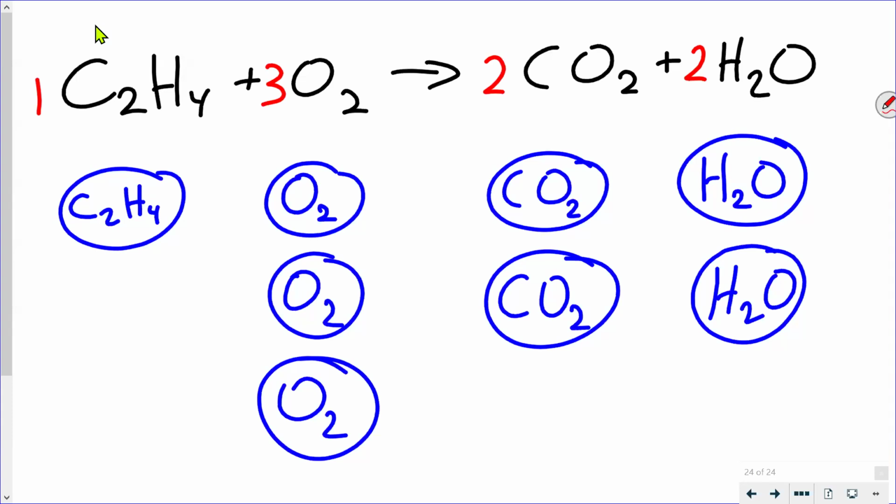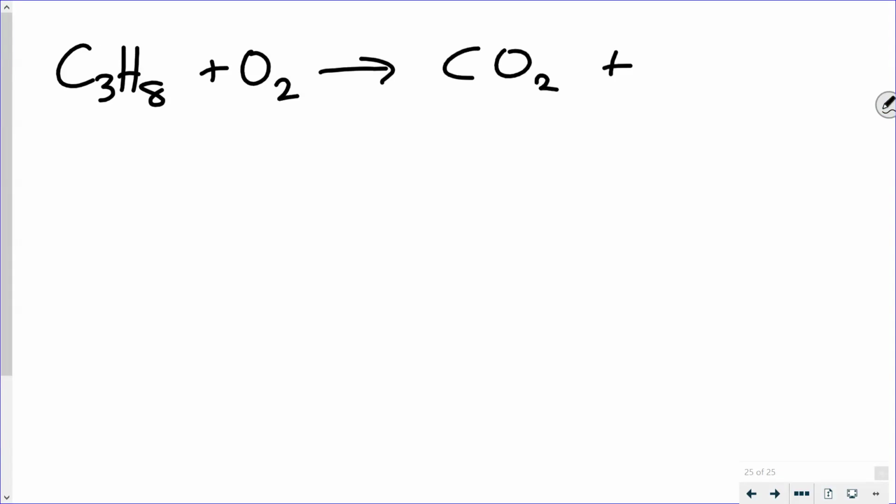All right, so I'm gonna give you a tough one. Well, we should probably use that normal method that we did for the last one at least. All right, so I'll do C3H8 plus O2 yields CO2 plus H2O. I'll use the carbon, hydrogen, oxygen method.